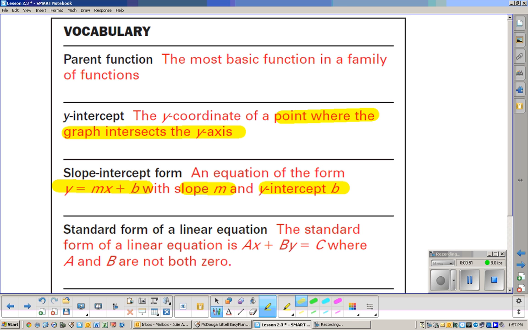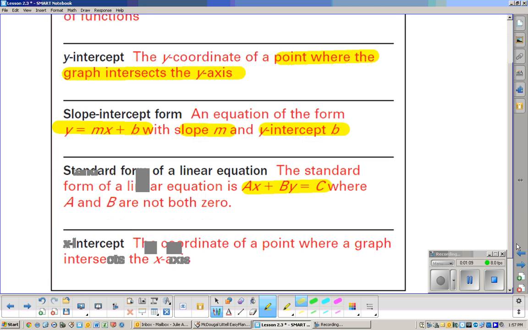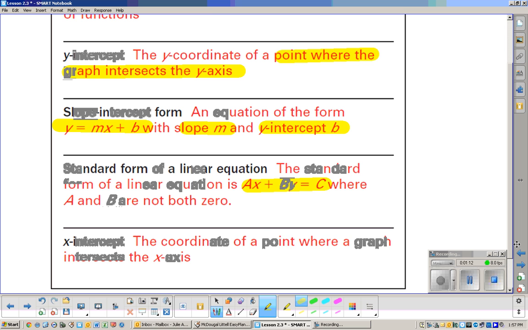And then we're also going to spend today talking about the standard form of a linear equation. And standard form of an equation looks like this: Ax plus By equals C. So you'll notice that the x and the y are on the same side of the equation, and that's one of the forms we're going to be graphing from today. And then finally, the x-intercept is the point where the graph intersects the x-axis. So we have x-intercepts and we have y-intercepts.